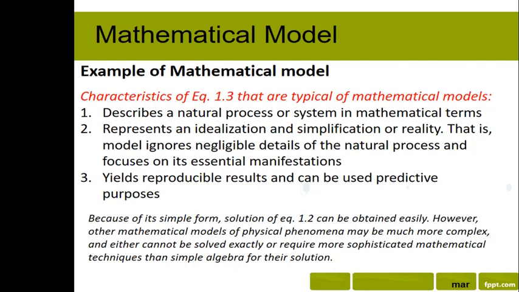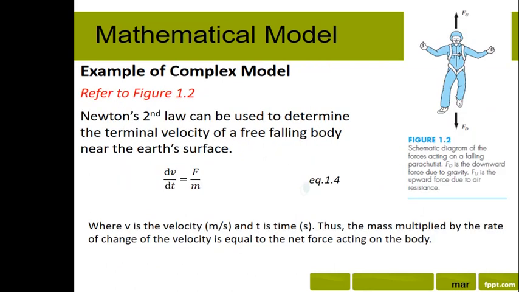Because of its simple form, equation 1.2 can be obtained easily. However, other mathematical models of physical phenomena may be much more complex and either cannot be solved exactly or require more sophisticated mathematical techniques than simple algebra for their solution. So we have some example of a mathematical model or complex model.